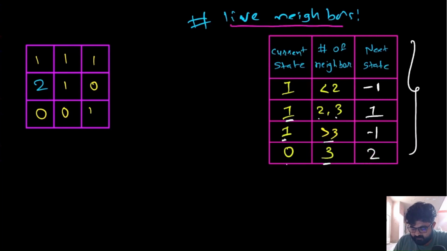Now we are at this position number 1. How many live neighbors does it have? Currently it has 1, 2, 3 and 4 live neighbors, not counting this one, because the value is 2, which means that the previous state was actually 0.